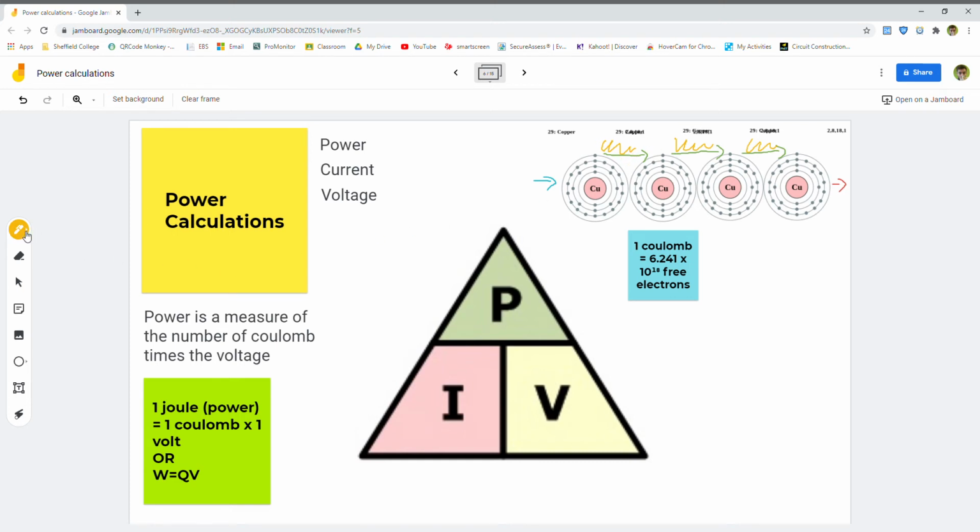Okay then. So then next, we're just going to have a look at this power triangle. So this power triangle is the basis of all our power calculations, so if we've got a circuit, we're just going to label it up. So P stands for power, I stands for current, as it always does, and V stands for voltage, as it always does. So we measure power in watts, current we measure in amps, voltage we measure in volts. So WAV.